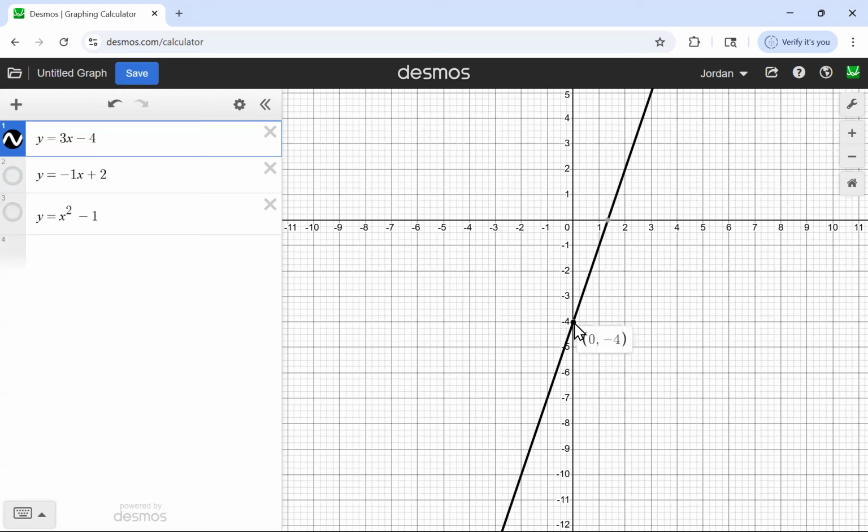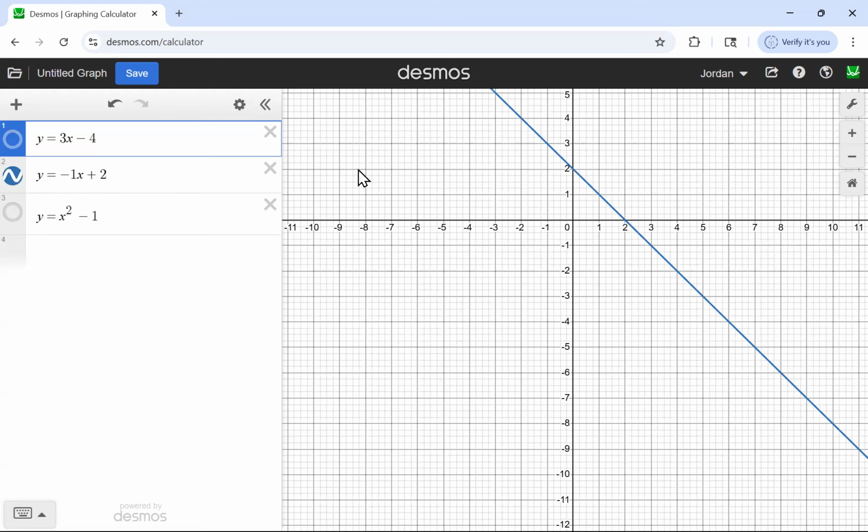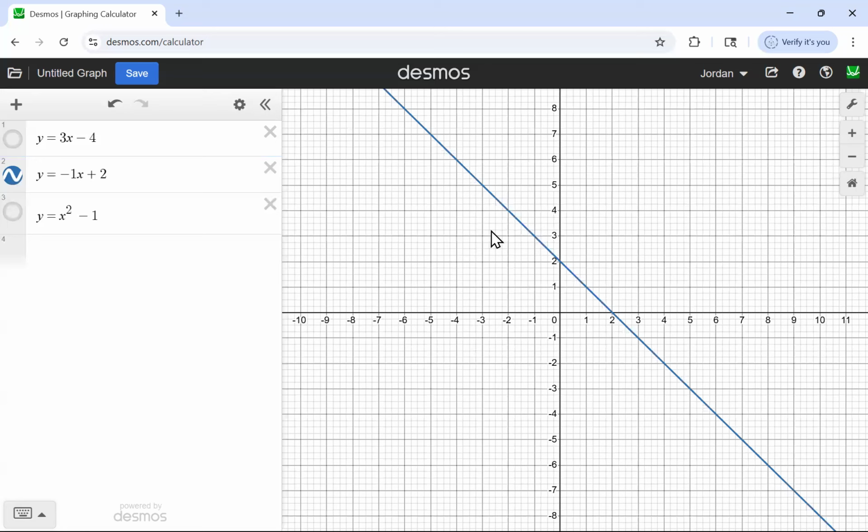Here's the point 0, negative 4. Here's the point 3, 5. Well, if I can get there. Sometimes it's hard. 3, 5. Again, if we wanted to do that same thing with y equals negative 1x plus 2, I can do that. So here's the point negative 2, 4. And again, it just highlights various points as I scroll around.